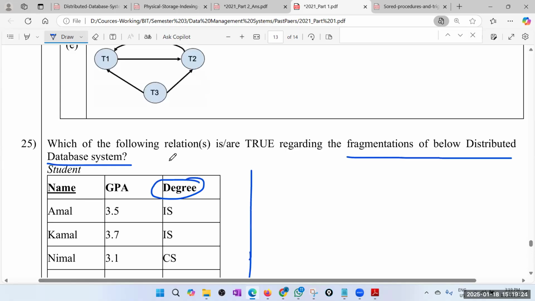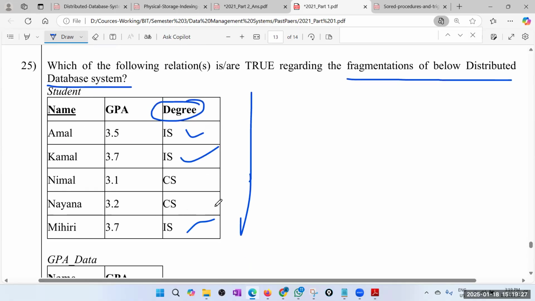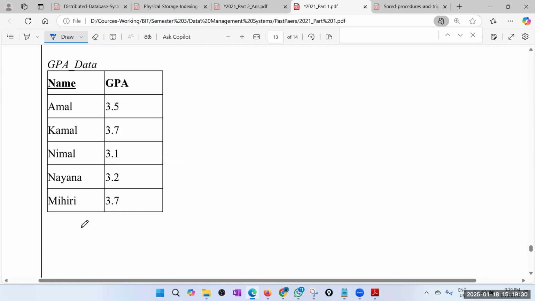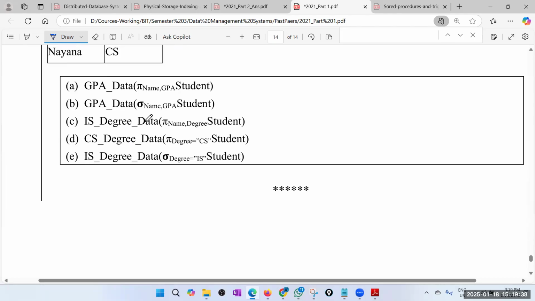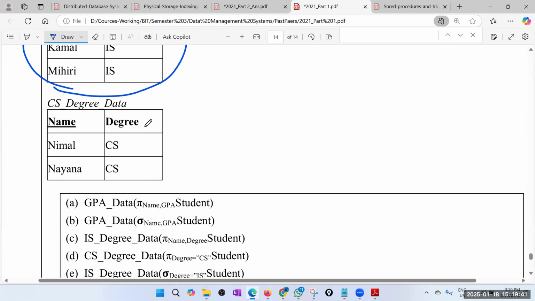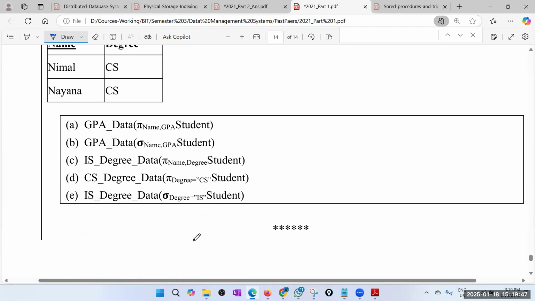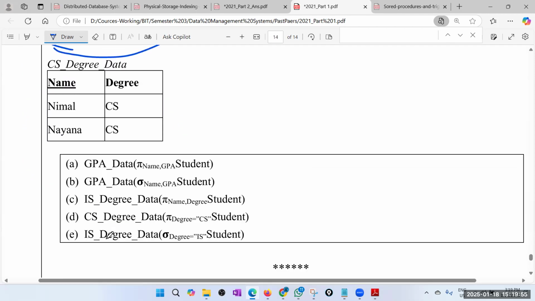This IS, are there three people? IS: Kamal, Mihiri. Right, so that is sigma on that. Is there one like this? From student, sigma, GPA is IS, degree is IS. You call it IS degree data. Yes, it's IS degree data. That is correct. E is correct. There can be multiple answers, but E is the answer.